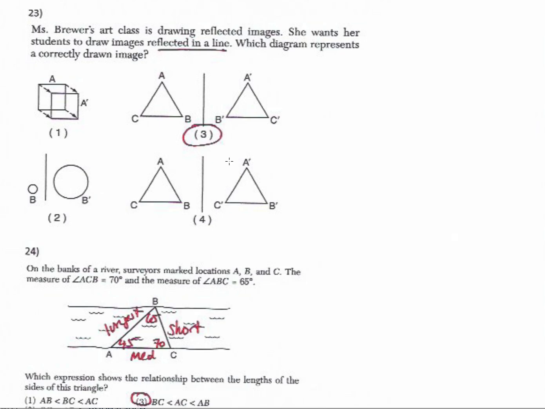Number 23. Miss Brewer's art class is drawing reflected line images. She wants the students to draw images reflected in a line. Which represents it drawn correctly? Choice 3. Triangle ABC is reflected over the line right in the middle there.